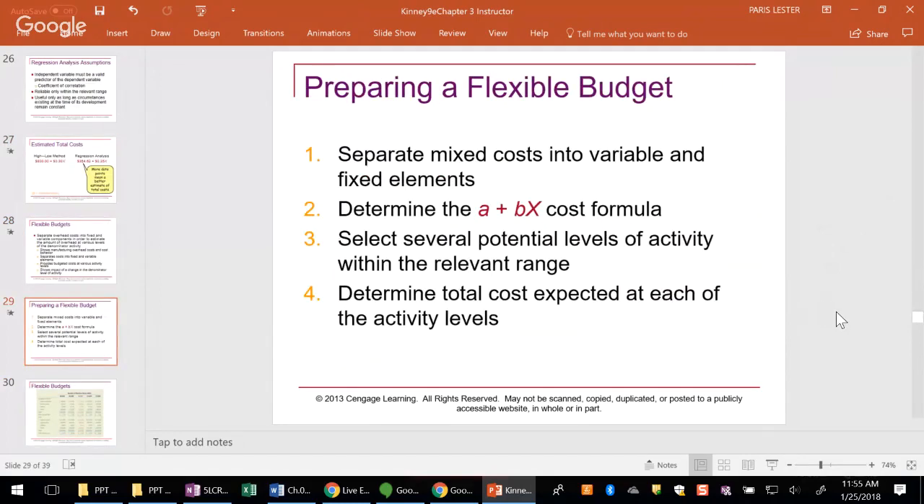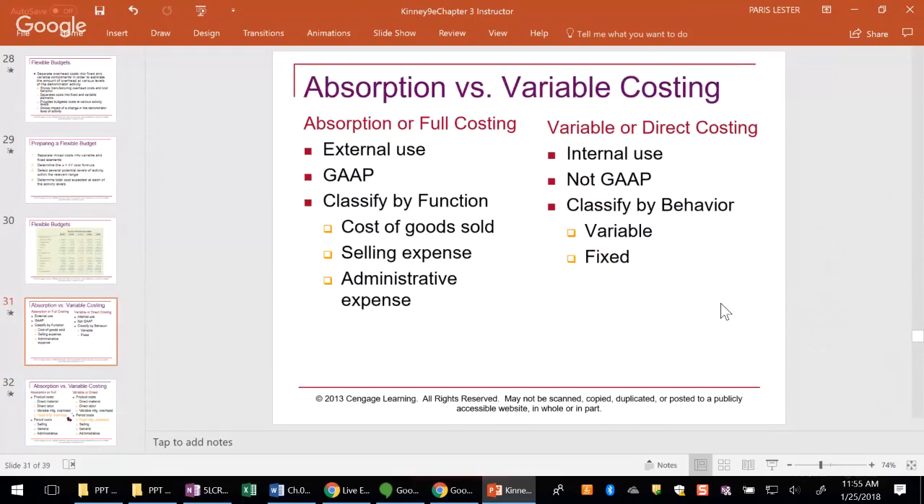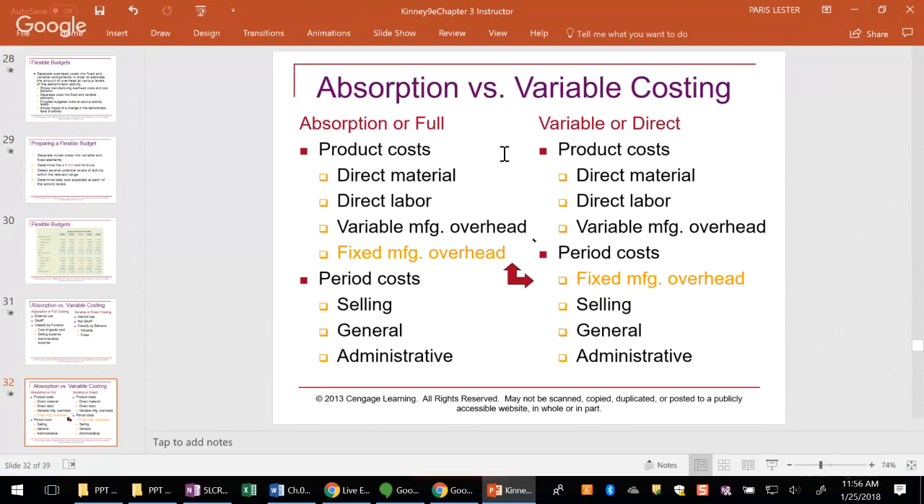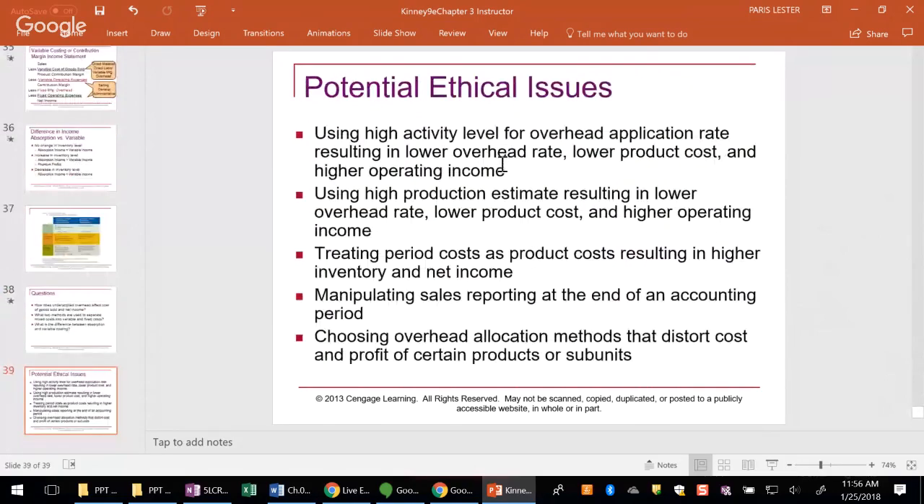All right, real quick, we're going to do a flexible budget again at different levels. And we had this last semester. We'll get into it come Tuesday. We'll look at absorption versus variable costing again. And we know that absorption costing is what we've always learned using GAAP. Variable costing is a contribution margin statement. So we're going to look at those once again in this class.